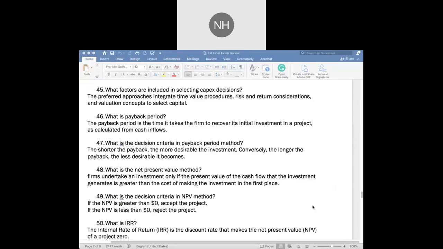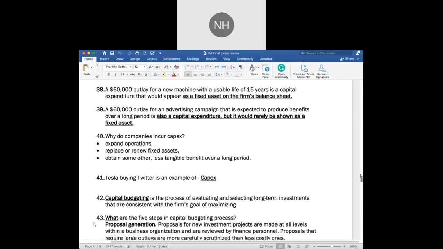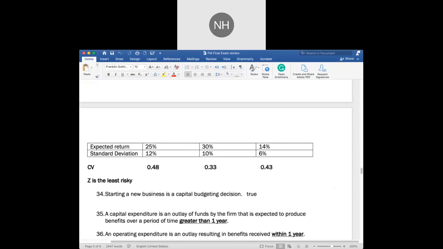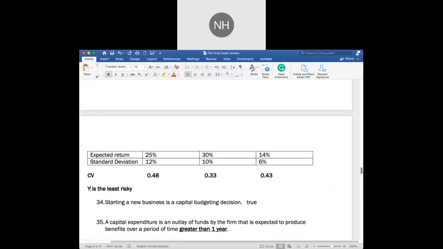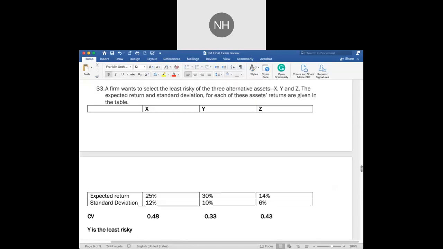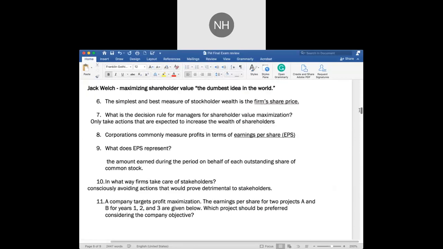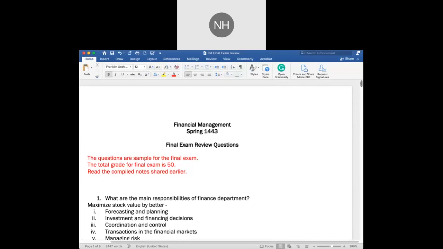Let's go back. Okay, so now I'll quickly share with you the Word file. Here I'll make the correction also in the Word file. See the question of the standard. Here the question should be, which is the least risky? Make the correction there, and please post it on the group. That question number 33, the answer is Y, project Y, not Z. Now let's quickly see this entire review question and then we will stop.